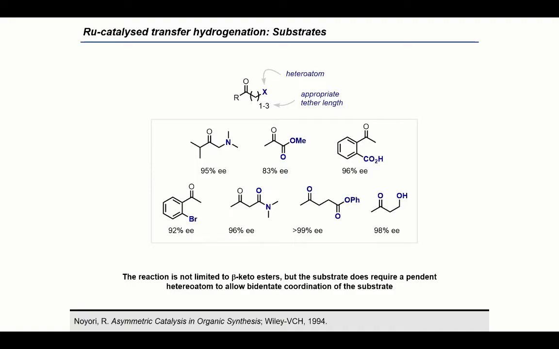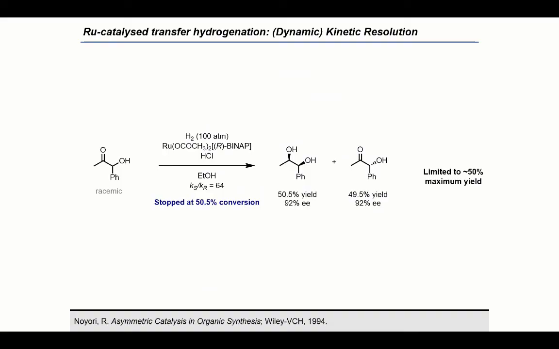Another aspect that makes the Noyori hydrogenation so powerful is its application to kinetic resolution. Take for instance the hydrogenation of this racemic alpha-hydroxy ketone. When the reaction is halted around 50%, the enantioenriched syn diol can be obtained, leaving behind an enantiomer-enriched alpha-hydroxy ketone. This is due to the fact that one enantiomer of the starting material reacts faster than the other, in this case by a factor of 64. While this is a useful reaction, it is limited to a theoretical maximum yield of 50%. Ideally, we would be able to use all of the starting material and not just half of it.